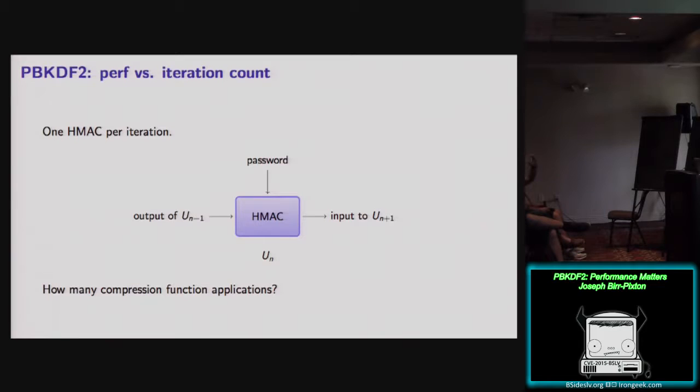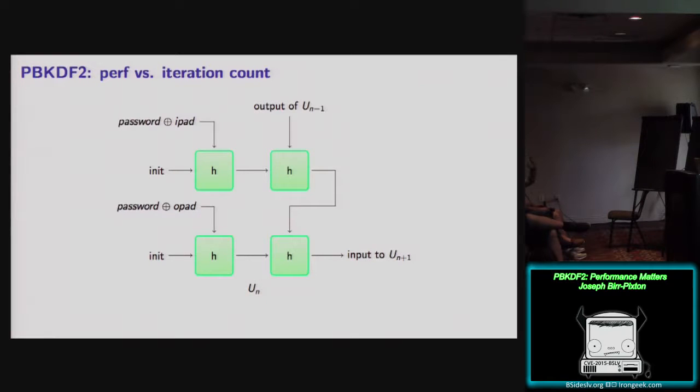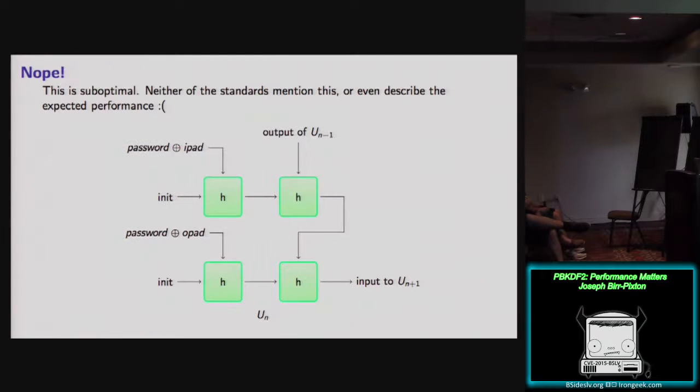So the question is, how many compression function applications per iteration? Well, you can count them: 1, 2, 3, 4. And this is what most people do. They go, there are 4 boxes, excellent. But the standard doesn't tell you that this is off by a factor of 2.